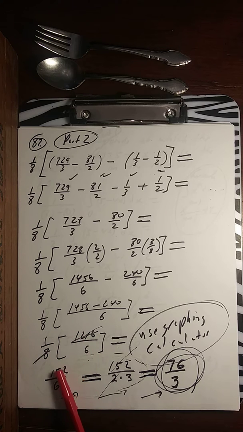8 divides this number, 152, over 6. And 2 times 3, and we know that the 2 divides this one, 76. So we have 76 over 3. That's it.